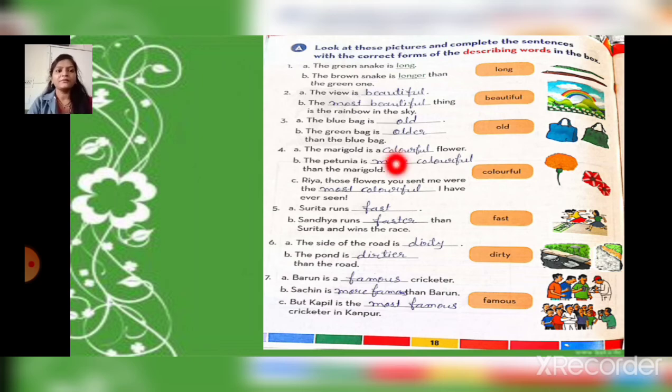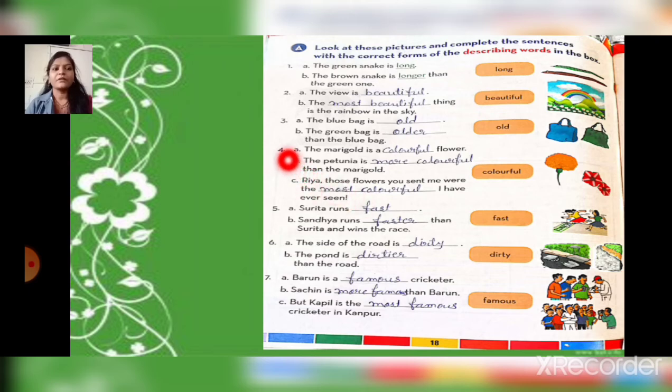Now third, the blue bag is old. ब्लू बैग ओल्ड है. The green bag is older than the blue bag. लेकिन जो ग्रीन बैग है वो ब्लू बैग से भी ओल्डर पुराना है. So the blue bag is old, positive degree. The green bag is older than the blue bag. There is a comparison between two bags, means two things. This is a comparative degree.